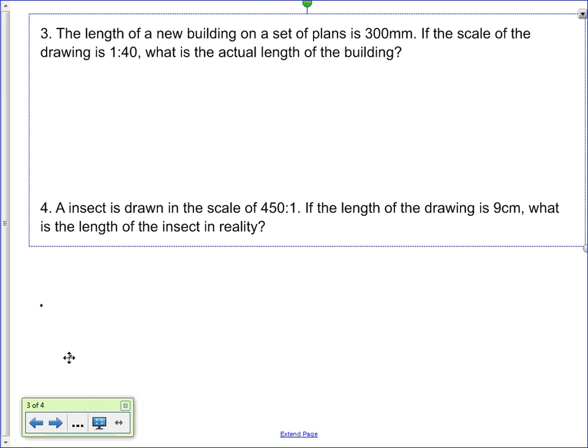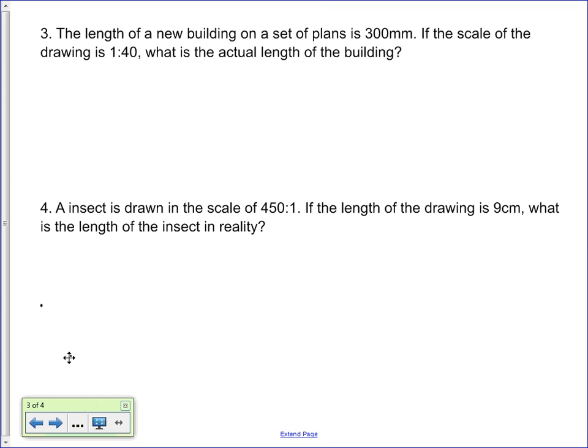The length of a new building on a set of plans is 300 millimeters. If the scale of the drawing is 1 to 40, what is the actual length of the building? Okay, so we've got a scale which is 1 to 40, and on the plans, 300 millimeters is the length. So the question is, according to the plans, what's the real length of that wall? Or that length? So what we need to do is 1 to 40.